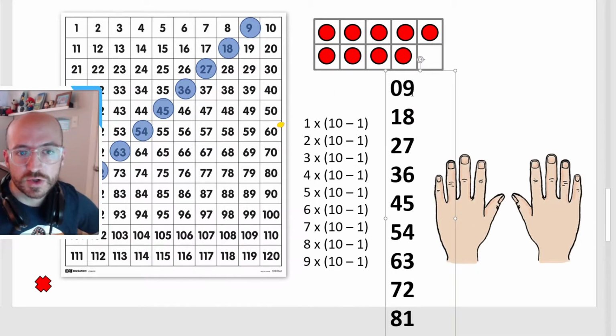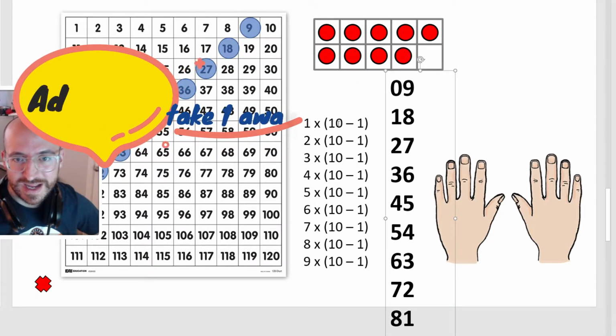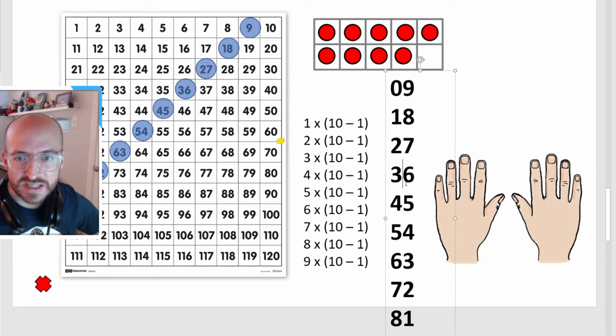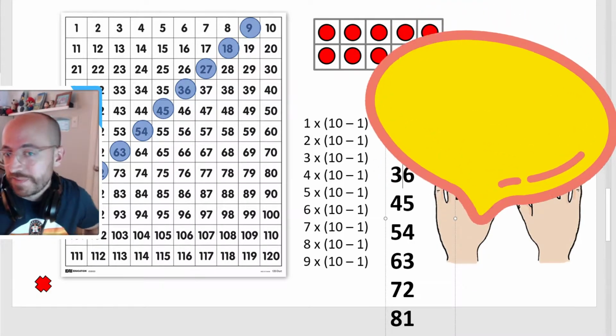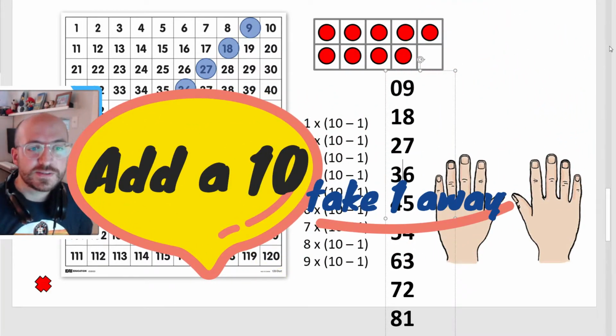We start with one group of 9 is 9. We add a 10 and take 1 away. We add a 10 and take 1 away. We add a 10 and take 1 away. So our ones place counts down from 9, 8, 7, 6, 5, 4, 3, 2, 1. And our tens column goes from 0 tens to 1, 2, 3, 4, because we're basically adding 10, then minus 1 in the ones place.